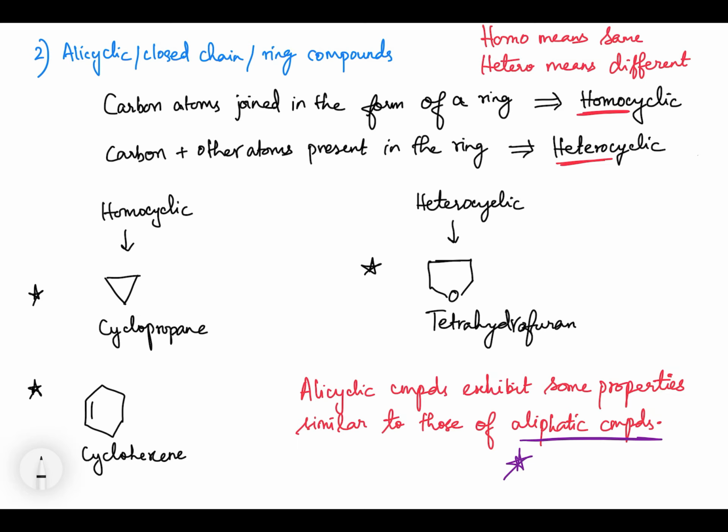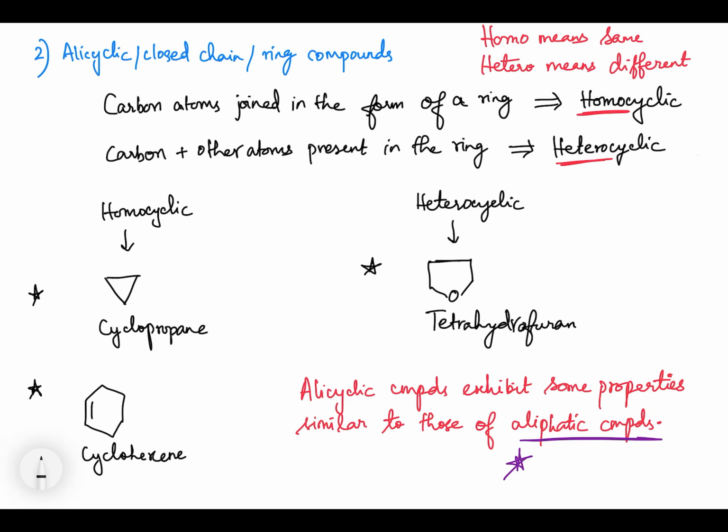Now, let's go to the second point. Alicyclic or closed chain compounds or ring compounds. Earlier we saw open chain. Now we are going to see closed chain compounds or ring compounds or alicyclic compounds. Be clear with the names. Now we know two different words: homo and hetero. Homo means same or similar. Hetero means different. Now the carbon atoms are joined in the form of a ring.